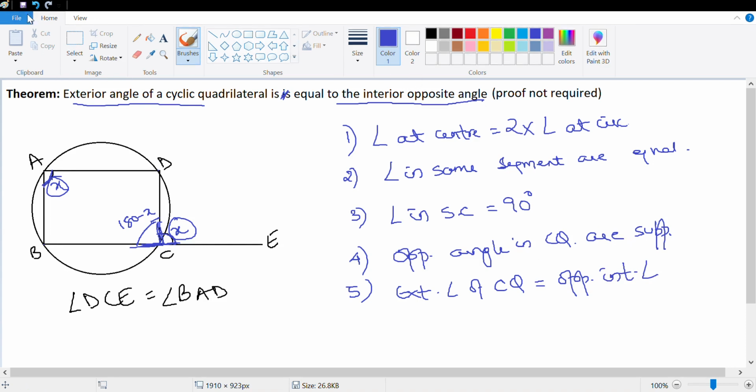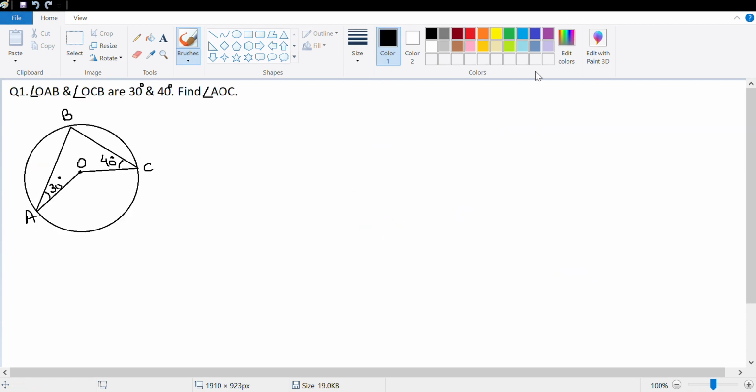Let's solve one question before I finish this video. So let's look at this question number 1. It says in this figure, angle OAB and angle OCB are 30 degrees and 40 degrees. So this is 30 degrees and this is 40 degrees. We need to find angle AOC. Unless mentioned, angle AOC is always a normal angle, not the reflex angle here. So any suggestions? Right? So let's look at this.